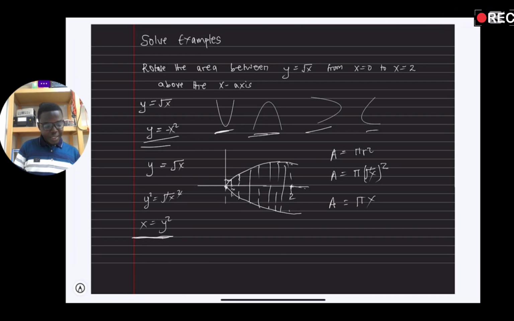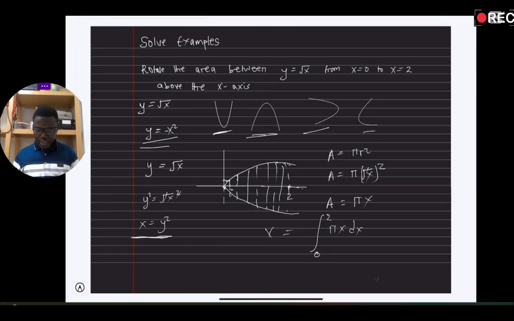And therefore, since you have been given the limit from 0 to 2, what we are going to do here is that we do the integral of pi x dx, and the limit is from 0 to 2. So when you get here, the next thing that you have to do is to integrate the function that you have. So now we have the volume to be equal to the integral of the area, which is the integral from 0 to 2 of pi x dx. So in that case, we have the volume to be equal to, so now when you integrate this, we are going to get pi x squared over 2.